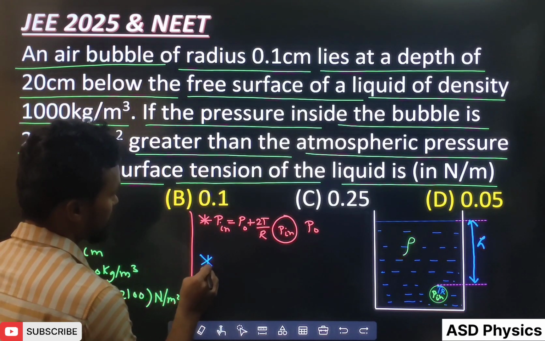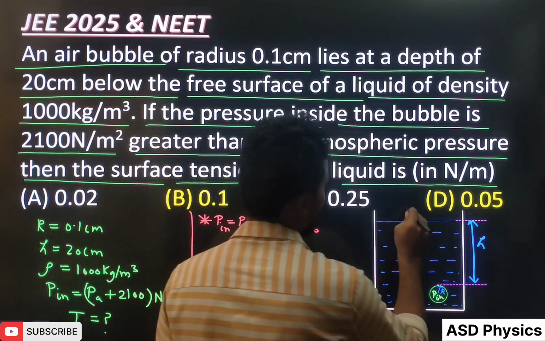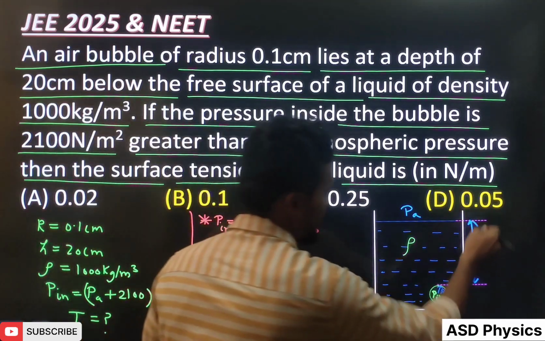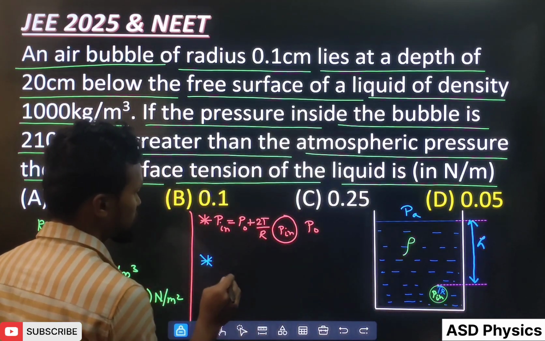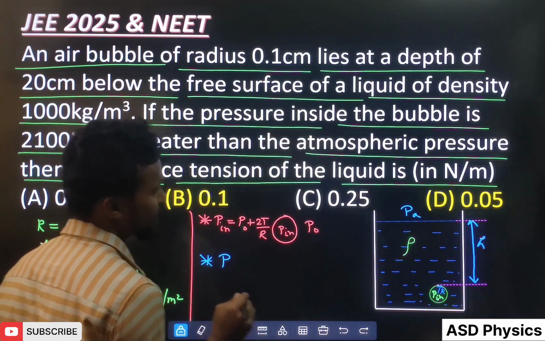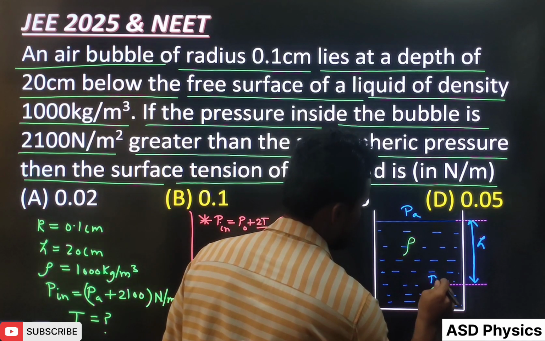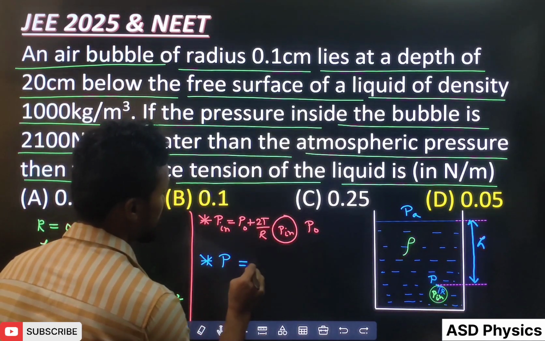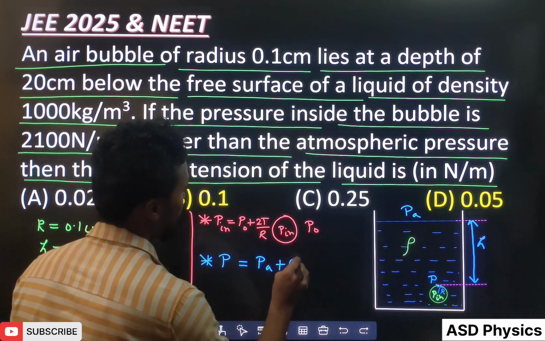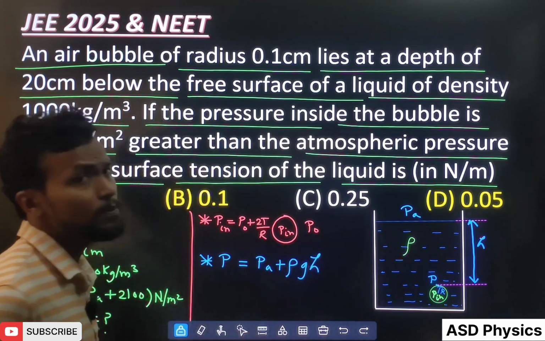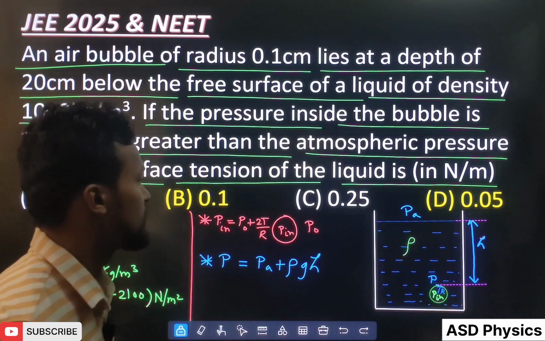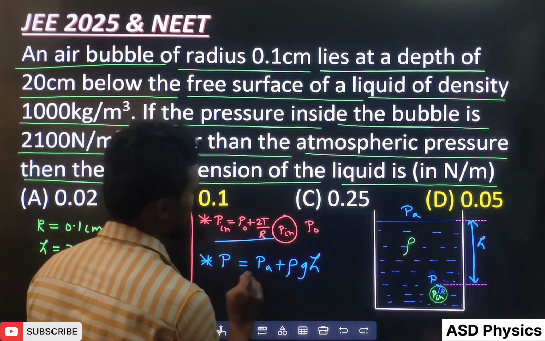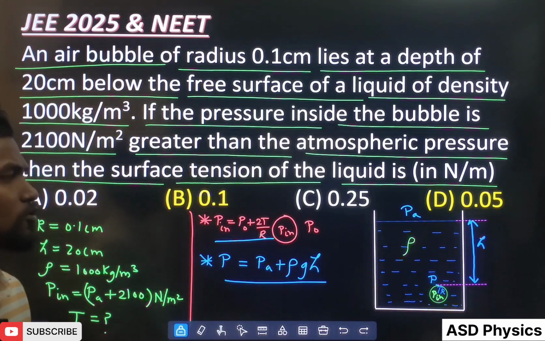After that, remember that one more concept is there. At the surface the pressure is atmospheric pressure, and at a depth h, let's take the pressure as P. So we can write P equals PA plus rho g h. This is called pressure variation with depth. So students, these two concepts we have to remember to solve this question.